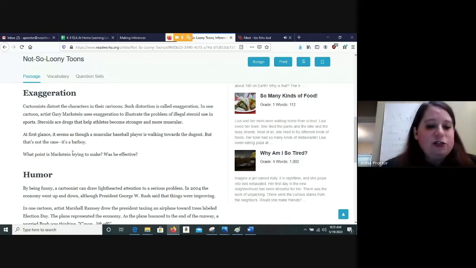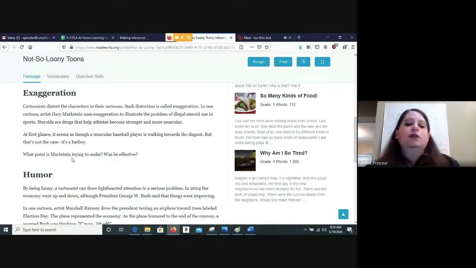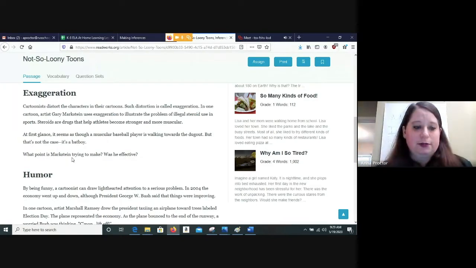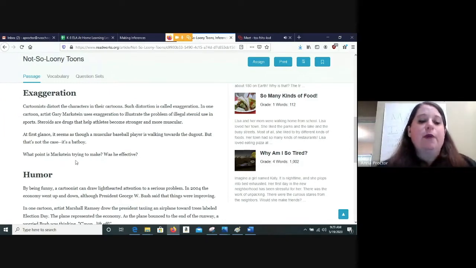What point is Markstein trying to make, and was he effective? The bat boy is using steroids because the baseball players are using steroids. He is not a baseball player, but yet he's using steroids, which means that steroid use is overwhelming at this point, or at the point that he was writing this. Okay, what point is Markstein trying to make, and was he effective? Yes, if you understood it, he was effective. And the point that he was probably trying to make is that steroids are used too much in baseball.